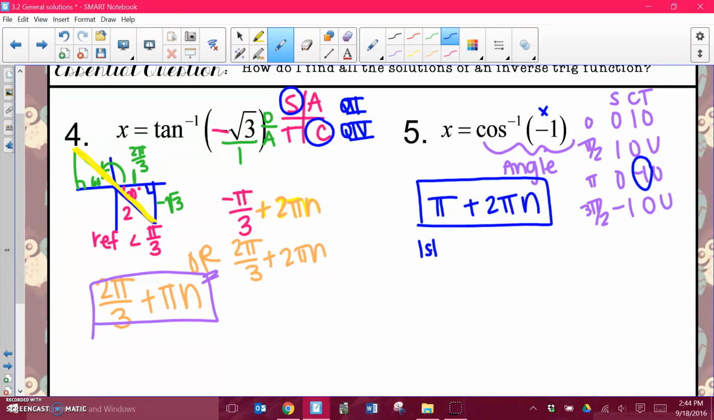And if they wanted the first 3 positive, we could just go ahead and keep adding 2 pi. So I'd have pi and then 3 pi and then 5 pi. And I could just keep going, but they only asked me for 3, so we're good. So sometimes you may only have one solution equation. If you have a tangent graph, you can just add pi in. If you're looking at a cosine or a sine of a -1, then you're also just going to add 2 pi in each time. And that's all I've got.